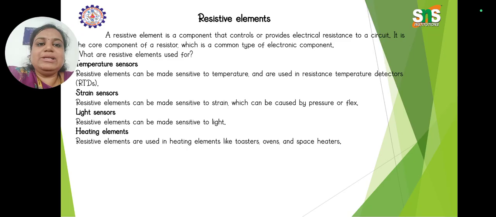Now let us see what the resistive element is used for. The first one is a temperature sensor, another one is a strain sensor, the third one is a light sensor, and the fourth one is a heating element. The resistive element can be made sensitive to temperature, or used in resistive temperature detection. As a strain sensor, it can be made sensitive to the strain caused by pressure or flux. It can also be made sensitive to light, and resistive elements are used in heating elements like toasters, ovens and space heaters.